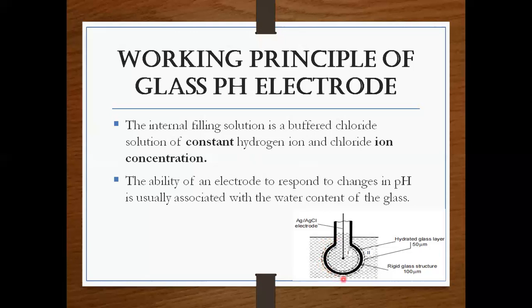This dotted line shows the hydrated gel layer, and it is formed after the immersion. This layer seems to facilitate the movement of ions in the glass and lower the electrical resistance. So the thickness of the hydrated layer is 50 micrometer. The hydrated glass layer is 50 micrometer thick, and the rigid glass or the dry glass body is 100 micrometer in structure.